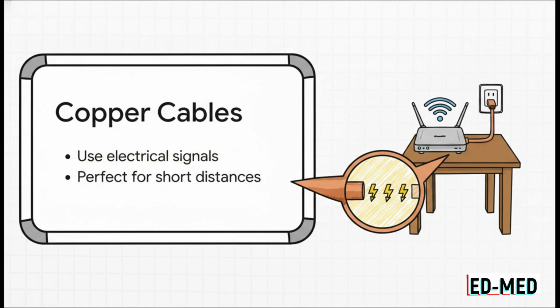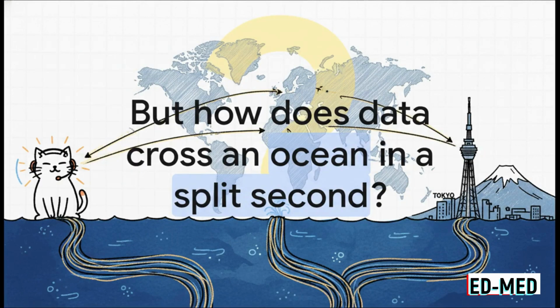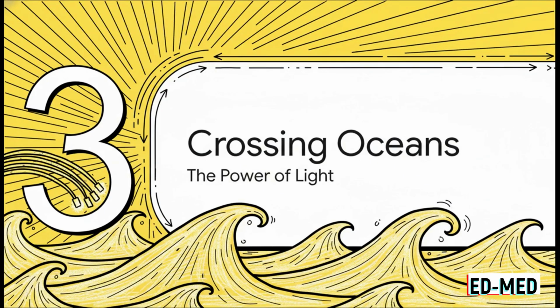Simple enough. But here's the big problem. Electricity fades over long distances. It just runs out of steam. So how do we get that cat video from New York all the way to Tokyo in a blink of an eye? Copper cables just won't cut it. We need something much faster and way more efficient. And the answer is just brilliant. We stop using electricity and we start using the fastest thing in the known universe, light.